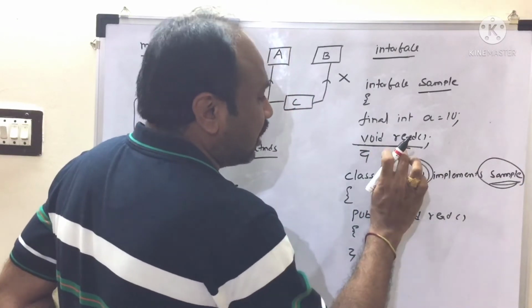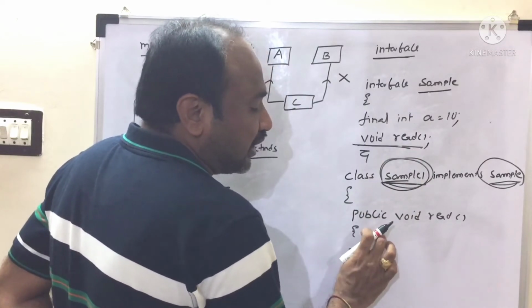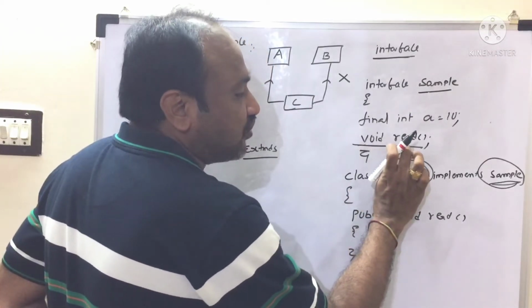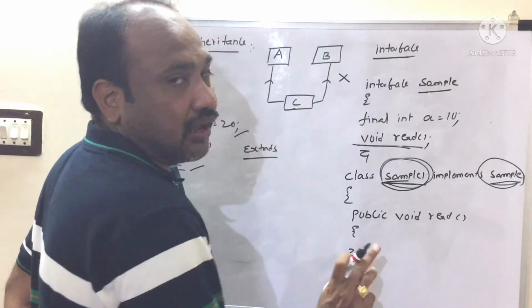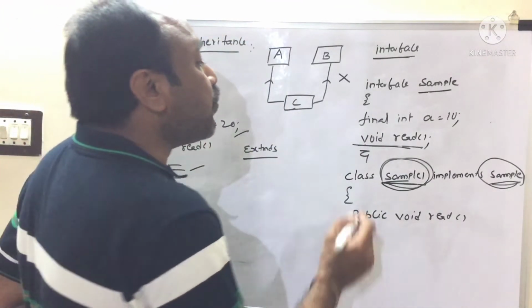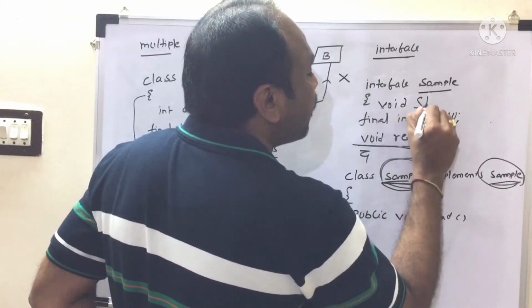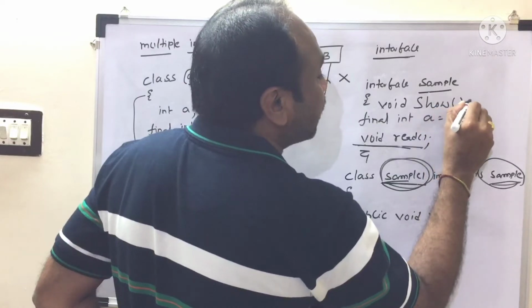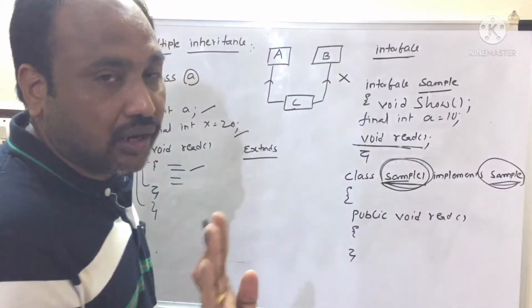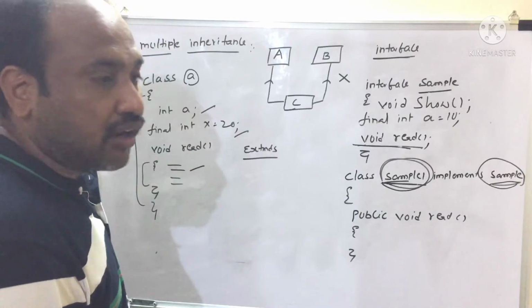For example, I am creating the sample1 class from the sample interface. It has read as an abstract method. In this newly created class, I should define this read method as public, otherwise it will lead to an error. Suppose it has two methods: a read method and a show method. Only abstract methods, no statements. If it has statements, they are concrete methods.